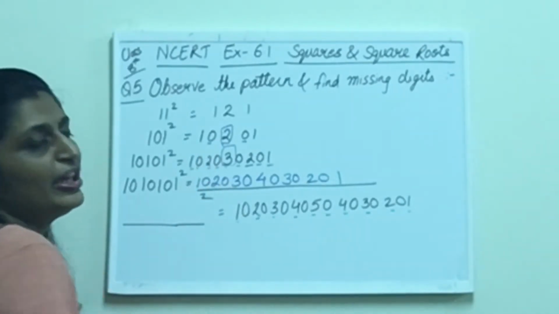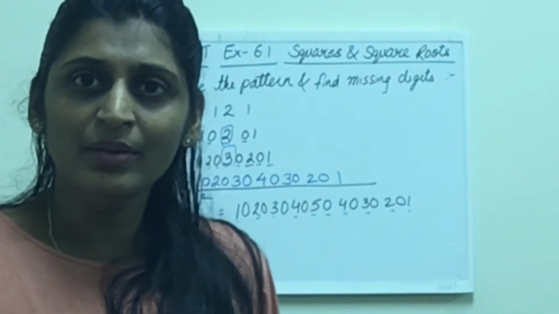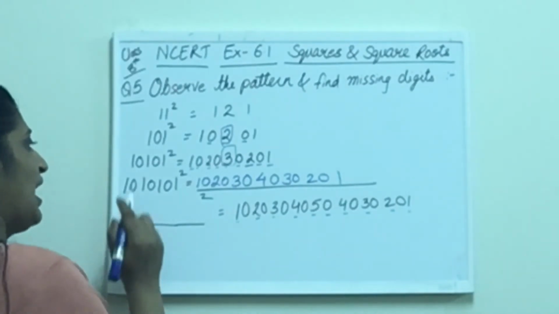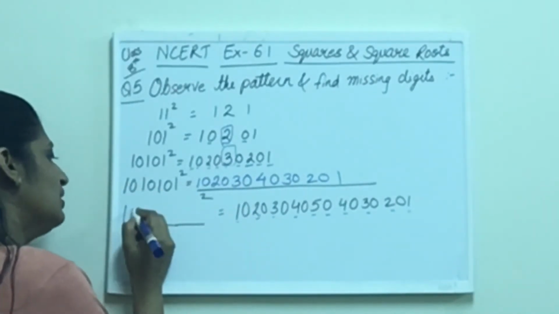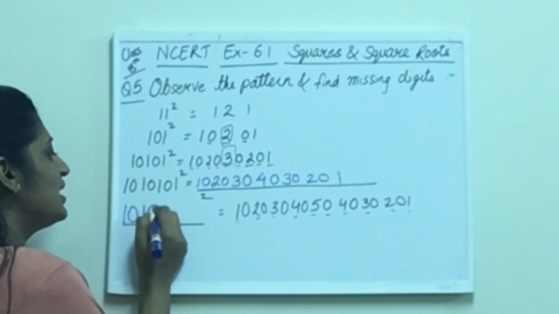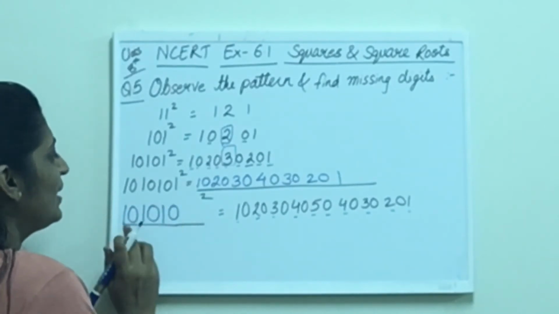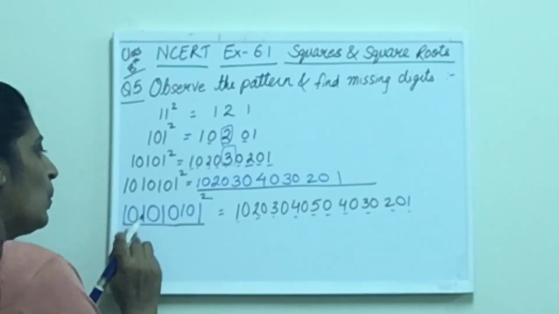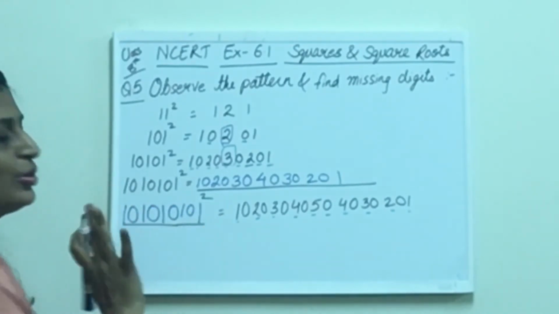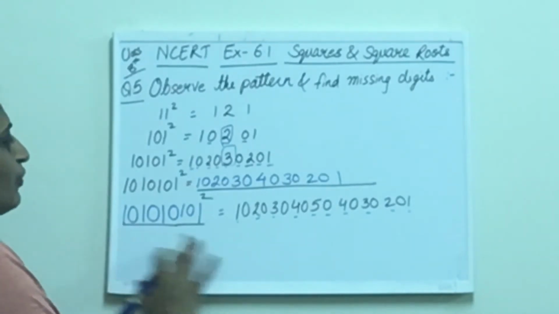There will definitely be 5 ones in the number, right? Each having a 0 in between them. So the number goes like 1 0 1 0 1 0. How many ones are there? 1 2 3. 1 0 1. 1 2 3 4 5. So there are 5 ones. In between there are 4 zeros.